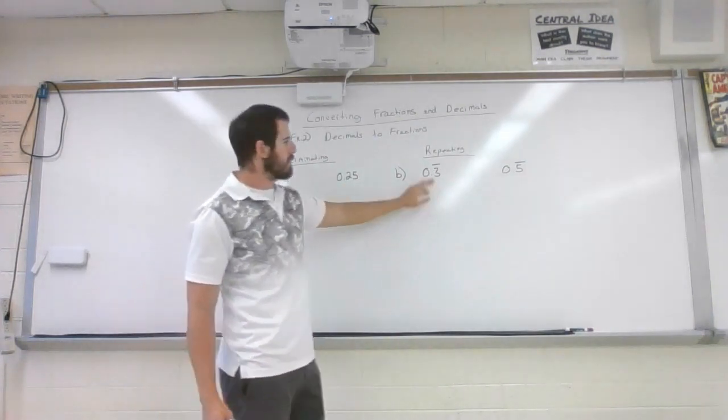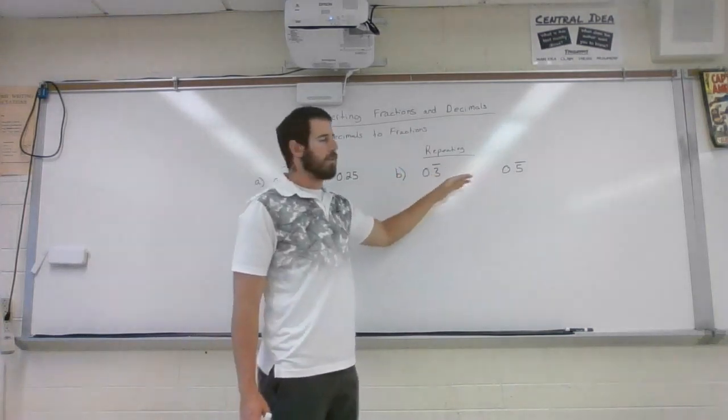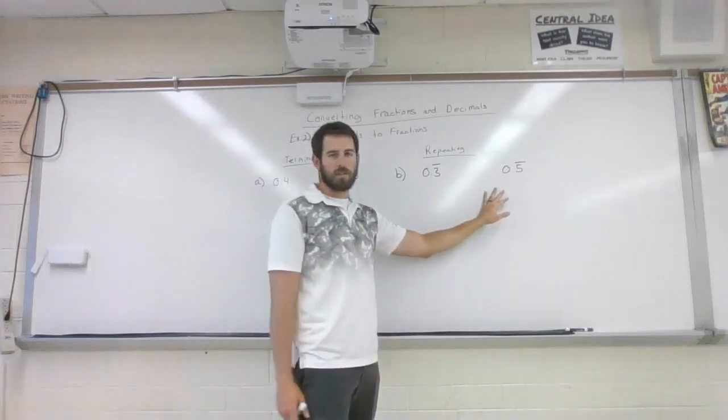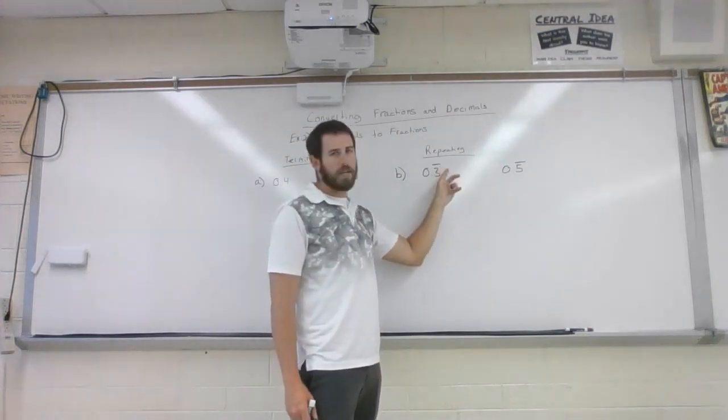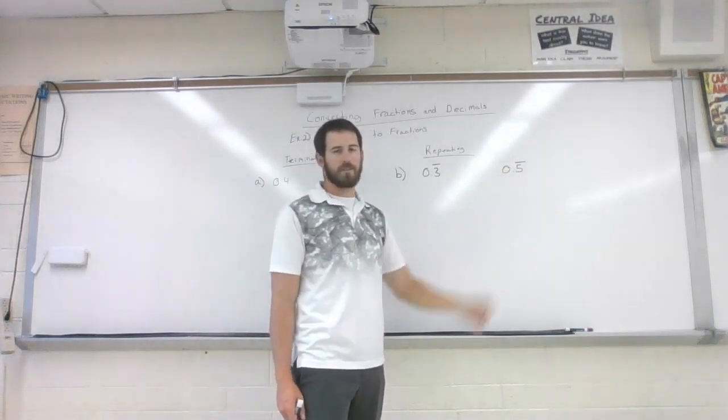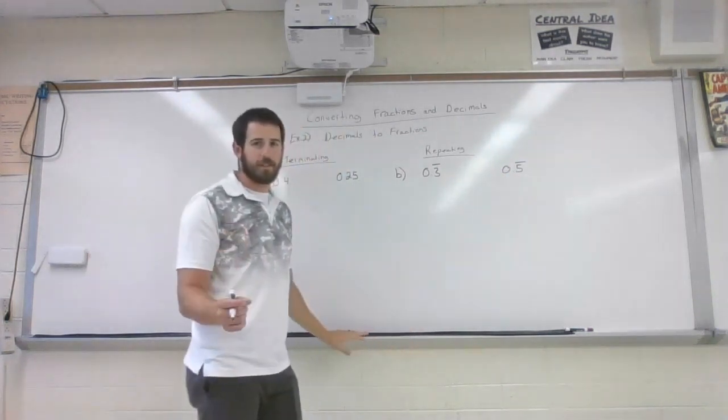Over here it's repeating. You can see the little line above the 3 and the 5. That just means this is really 0.333 on forever. It's always going to be a 3 next. So we just put it as repeating. We don't need to write that out. Same thing here, 0.555. They repeat. Okay, we treat these slightly differently.